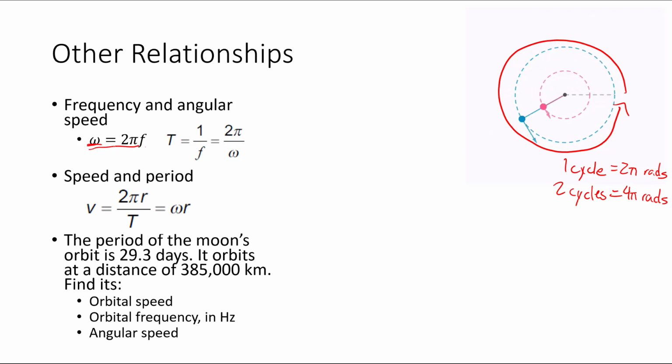And that equation isn't given in your data booklet, but this equation is. Period is 1 over frequency, and it's also equal to 2 pi over omega. And so there's actually a lot going on in this equation. If we want the relationship between omega and f, we can just solve for omega, and we still get omega equals 2 pi f. But we can also get the relationship between omega and T this way.